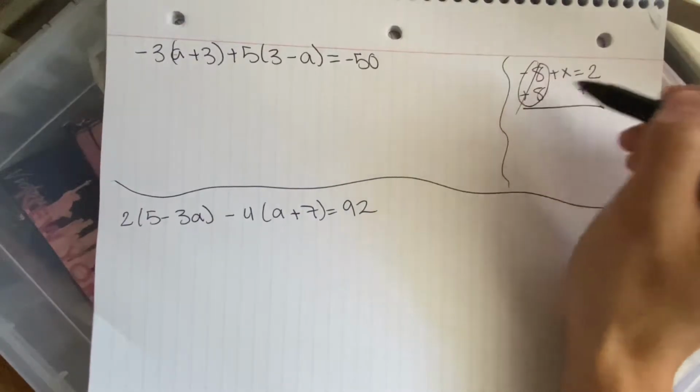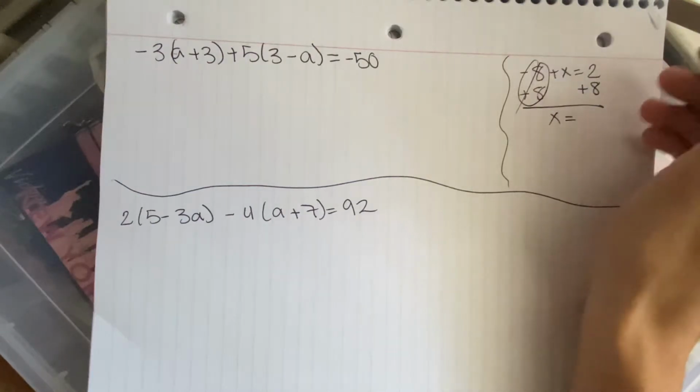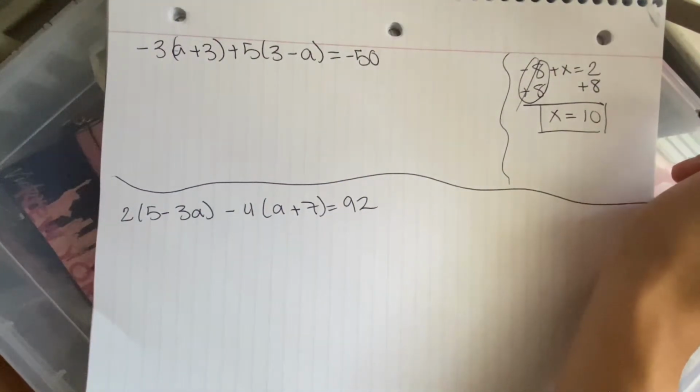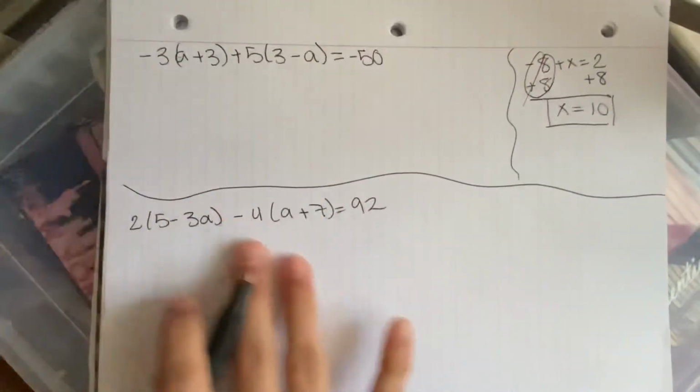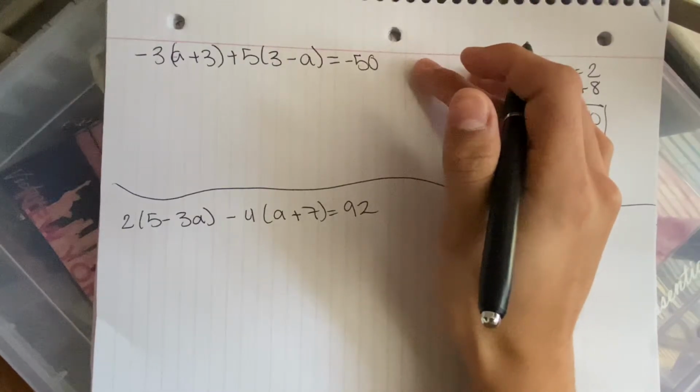Essentially, this is going to cancel out, which is going to lead us to x is equal to 2 plus 8. What's 2 plus 8? 10. That's how we solve for x. Remember? Now we're switching it up. We're adding more operations. Now we have more steps.